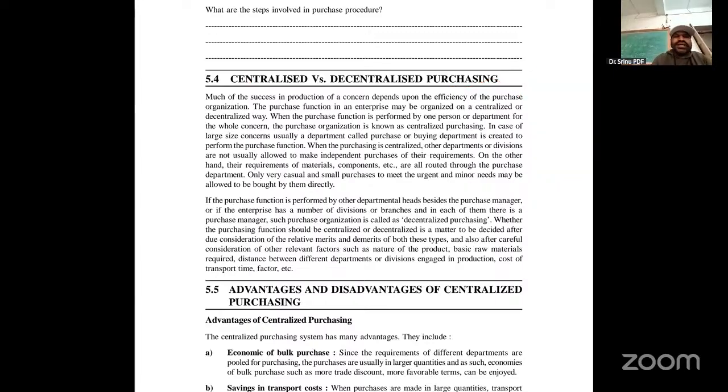So if you observe here, the success of production depends on the efficiency of purchase of material. The purchase function in enterprises may be organized as centralized or decentralized. When the purchase function is performed by one person or department for the whole concern, the purchase organization is known as centralized purchasing. In the case of large concerns, usually a department called the purchasing or buying department is created to perform the purchase function. When purchasing is centralized, other departments or divisions are not usually allowed to make independent purchases.